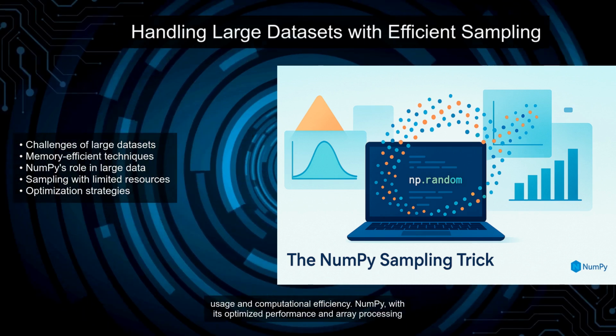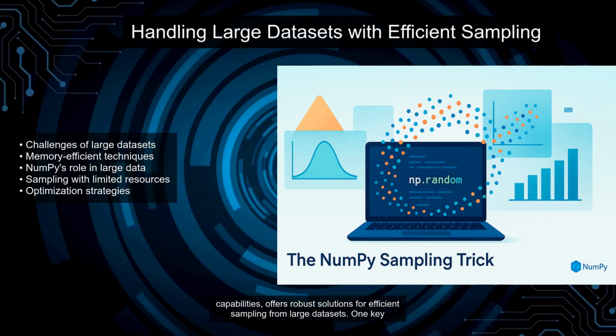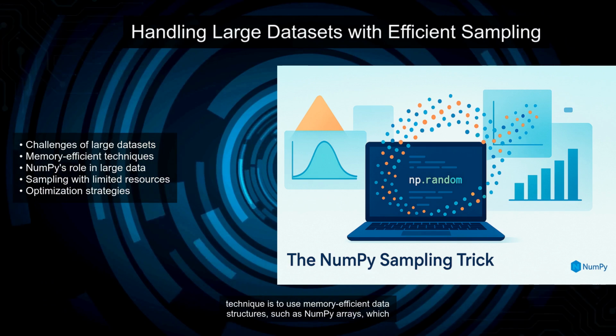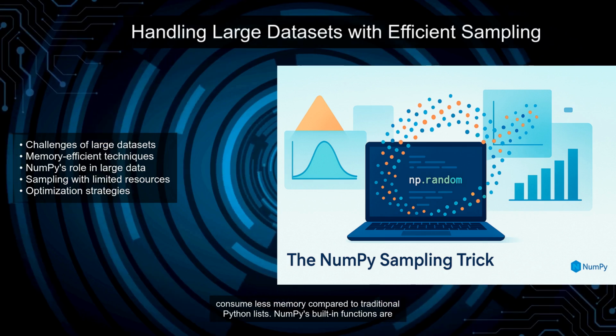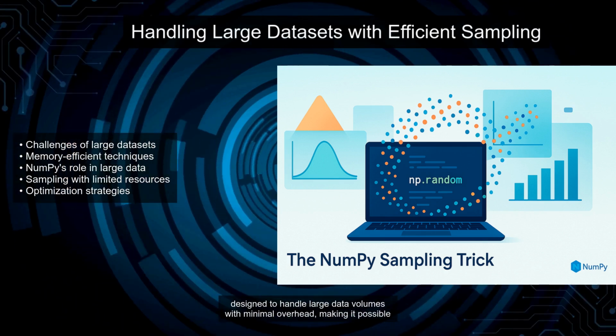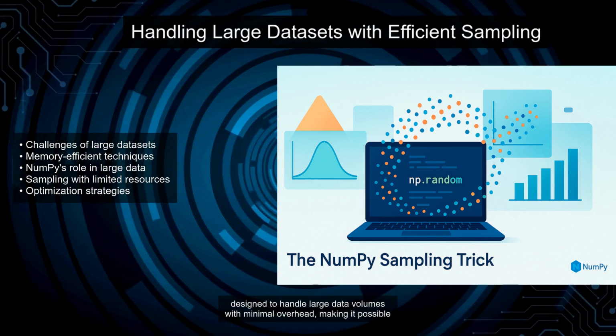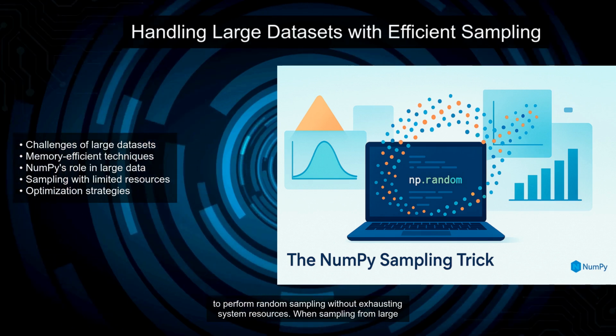NumPy, with its optimized performance and array processing capabilities, offers robust solutions for efficient sampling from large datasets. One key technique is to use memory-efficient data structures, such as NumPy arrays, which consume less memory compared to traditional Python lists. NumPy's built-in functions are designed to handle large data volumes with minimal overhead, making it possible to perform random sampling without exhausting system resources.